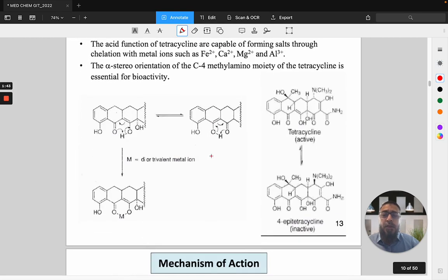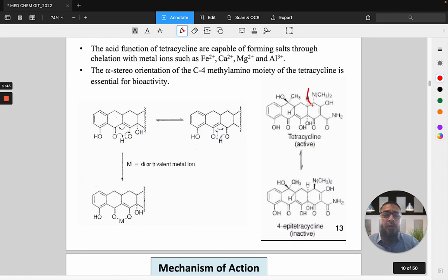Here you can see the stereochemistry at the C4 carbon. When it is alpha stereochemistry, this is the active form of tetracycline. If the stereochemistry of this dimethylamino moiety is beta, then it is the inactive form of tetracycline.